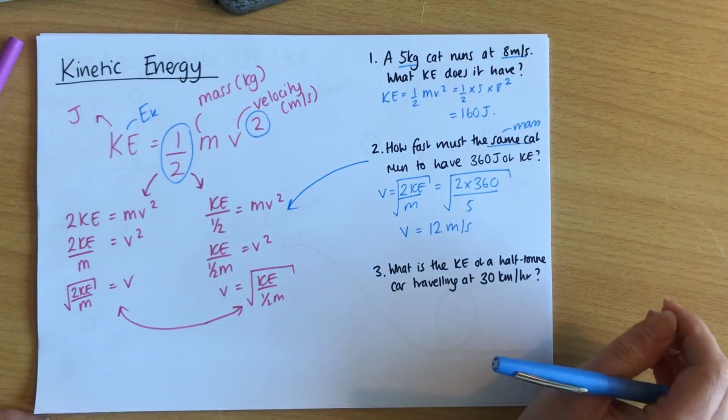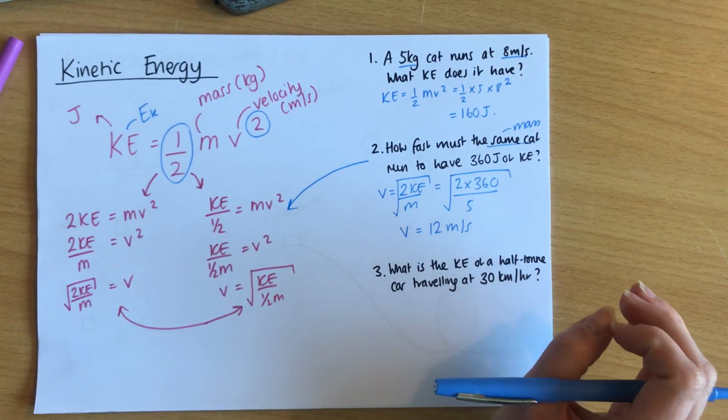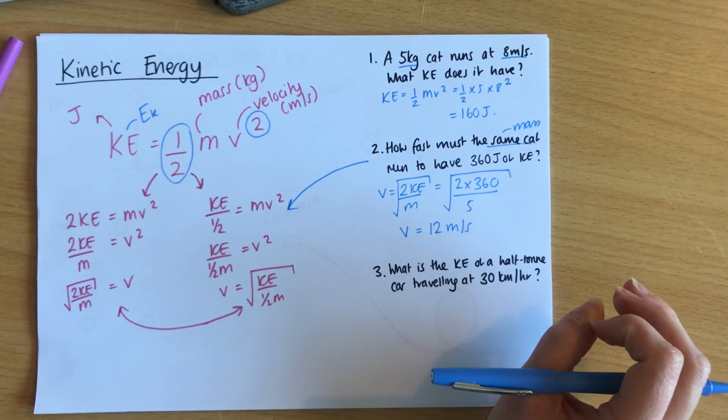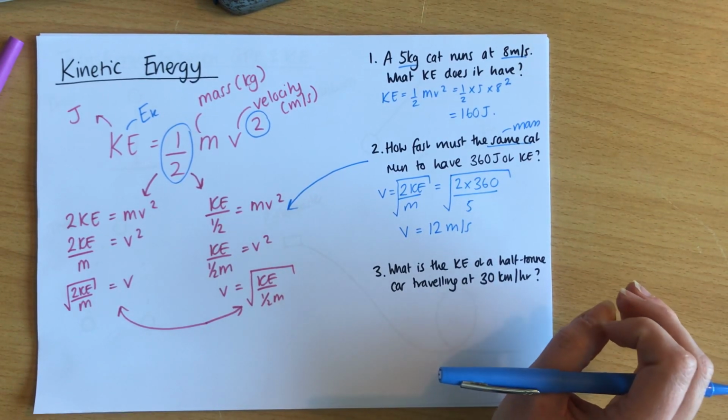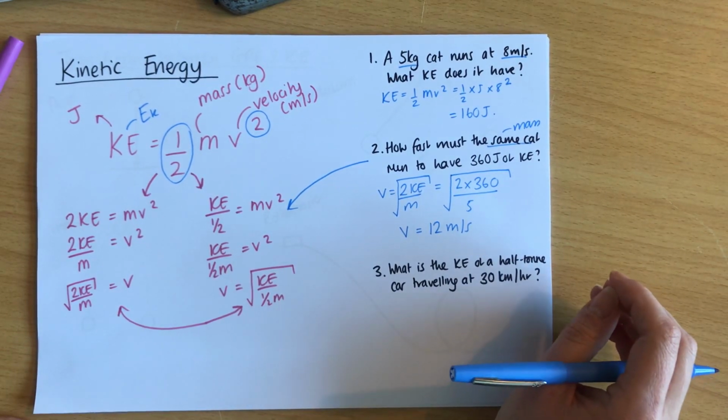It's pretty fast, but cats are pretty fast. As a good guide there, Usain Bolt, when he runs the 100 metres in record time, runs at about 10 metres per second, so this cat is running faster than Usain Bolt, but there we are. They are faster than humans generally.